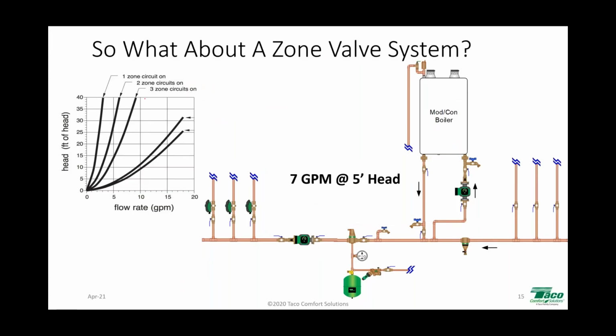All right, let's wrap this up and talk about a zone valve system. Now, in a zone valve system, I have one circulator and multiple zones. All right, so when zones open and close, a delta P pump or a delta T pump is going to speed up and slow down as zones open and close.